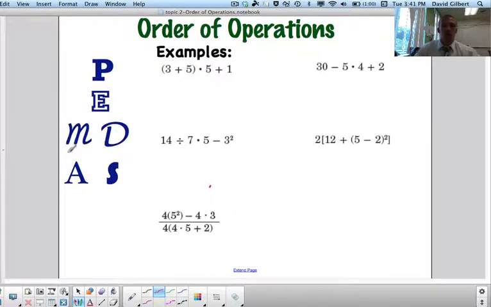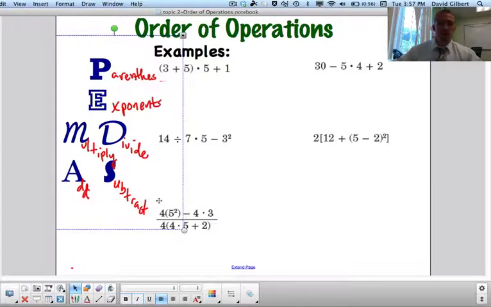Now, multiplication and division are really equivalent operations, all right? So you do them sequentially. So here we have a divide and a multiply. We're going to work left to right, so we'll do 14 divided by 7, then multiply by 5. So we just work left to right when it's multiplication, division, or addition and subtraction, again, we just work left to right.